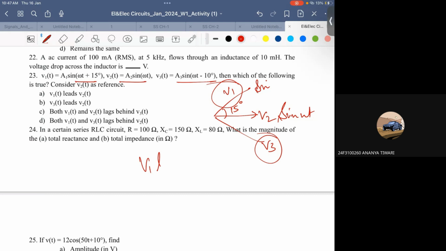So I hope the first one is correct. I guess not any other is correct. Yes, so A is correct. I don't think B is correct: both V1 and V2 lag behind. No, this is also not correct. Both V1 and V3 lag. This is also not correct. So only one option, A, is correct.